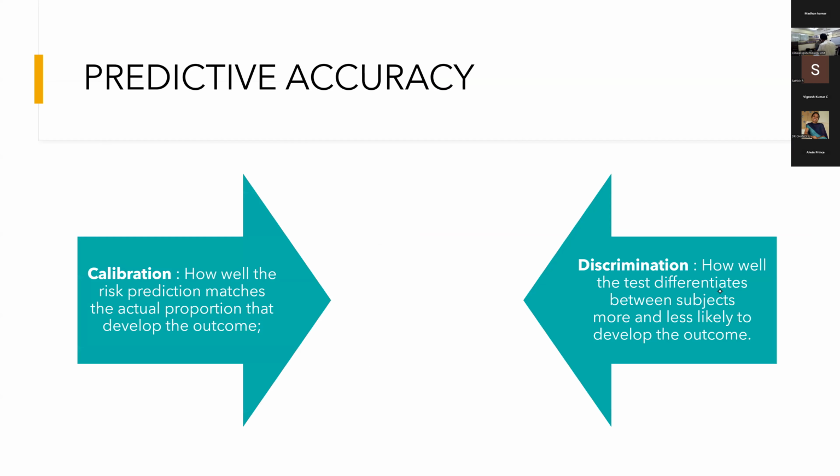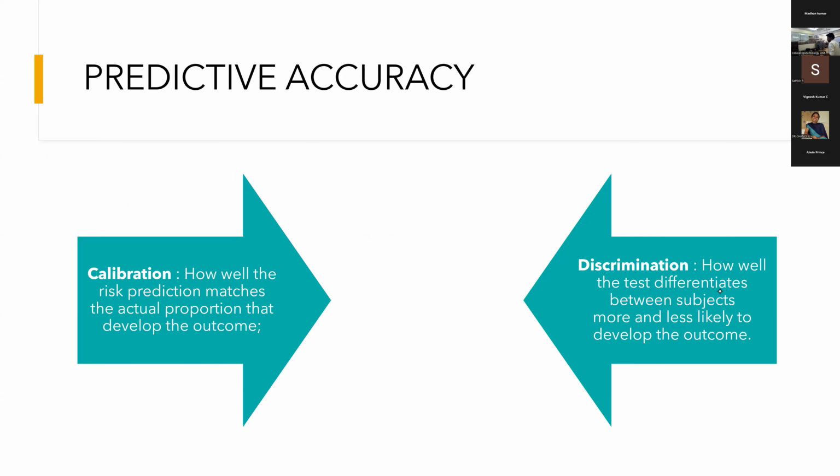So how do we measure the predictive accuracy of a machine learning algorithm? In our previous sessions, we saw multiple diagnostic studies, and we learned how to measure diagnostic accuracy, especially in terms of sensitivity, specificity, predictive values, and likelihood ratios. Similarly, for prediction models, we have multiple ways through which we can assess predictive accuracy. One, in terms of calibration. Second, in terms of discrimination.